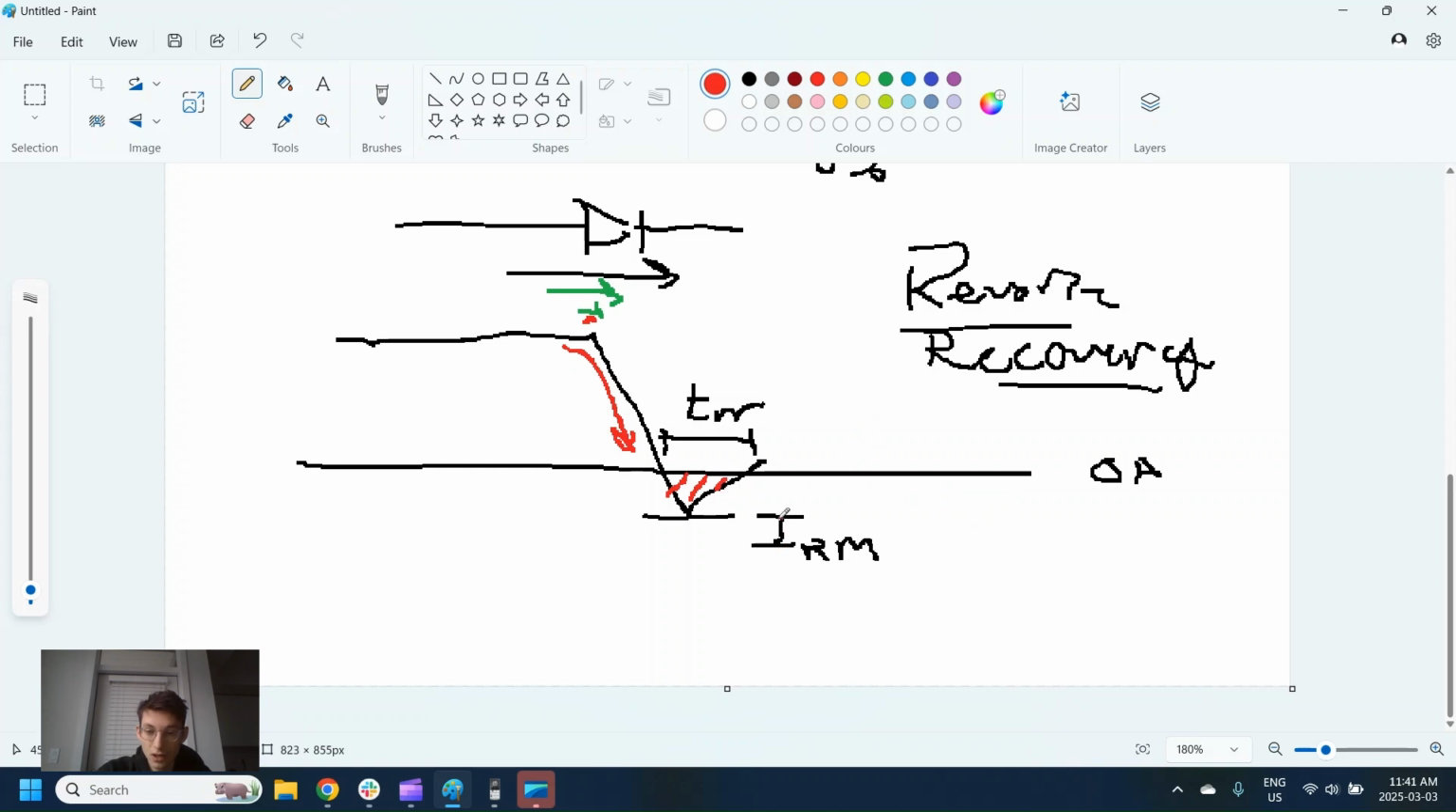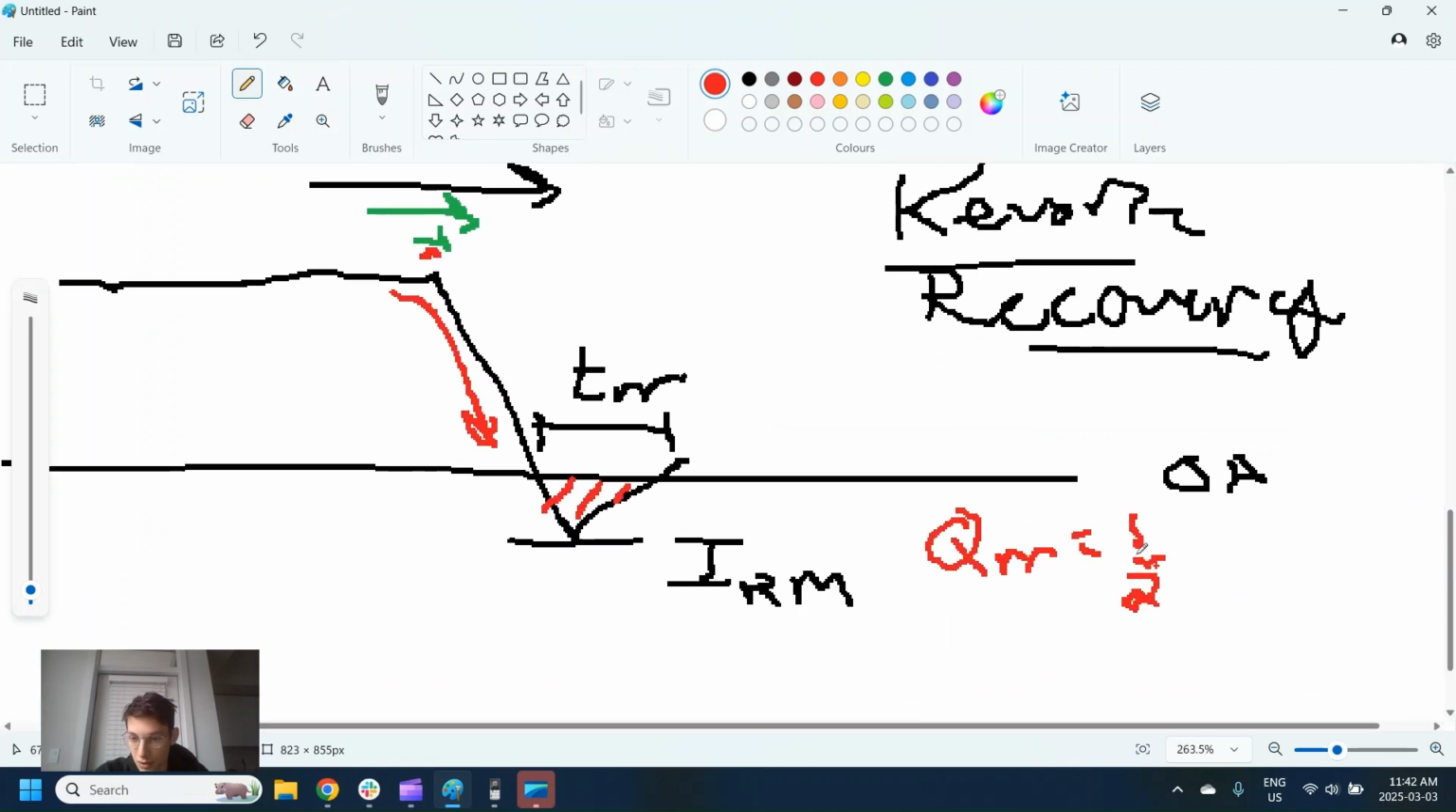So the integral of current over a time graph is Q. That's where we get this QRR, charge, sorry. And QRR is just going to be the integral. So it's just going to be 1/2, same sort of thing, just a triangle, times our time, TRR, times our IRM.